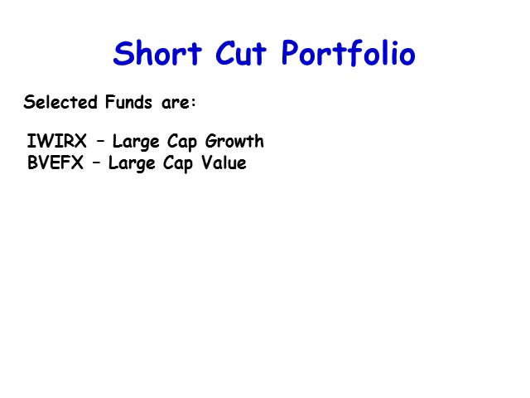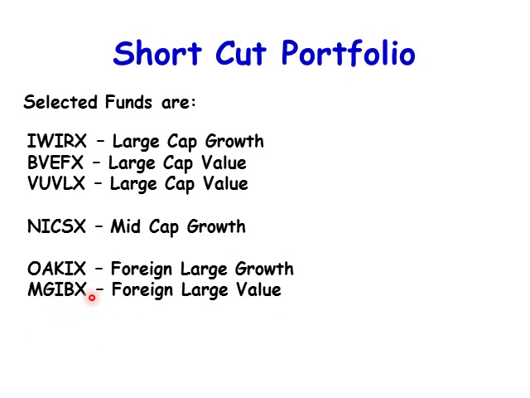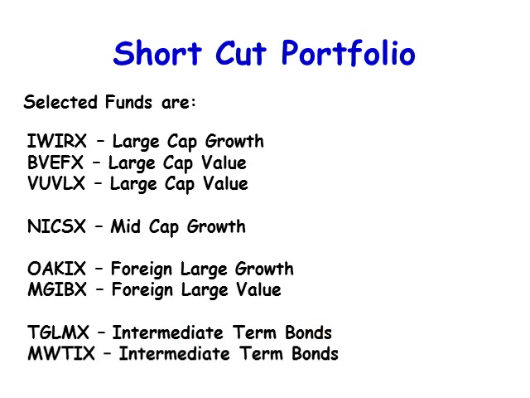We know these are the selected funds. IWIRX for large cap growth, BVEFX and VUVLX for large cap value, so we get 2 value funds and 1 growth fund. ICSX is mid cap growth, Oakmark International is foreign large growth, and MGIAX, actually BX, is our foreign large value. And TGLMX and MWTIX are my intermediate term bond funds.